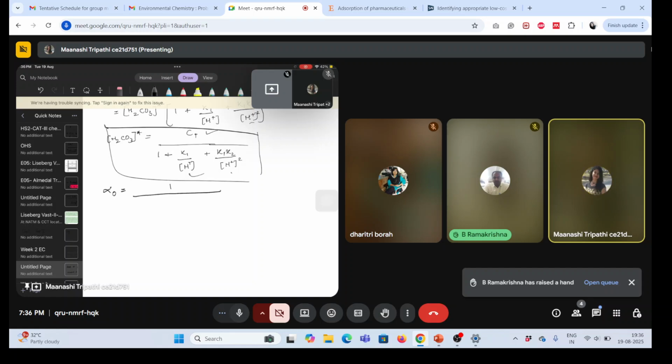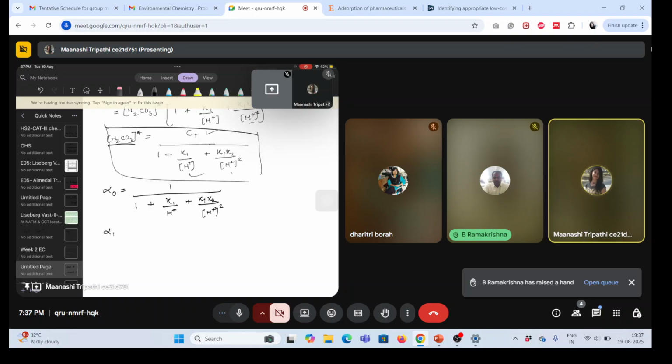How will we get alpha? Just by dividing this whole equation by CT. What was alpha naught? H2CO3 divided by CT, right? So just taking CT from the right side to the left, we will get alpha. So alpha naught is 1 plus K1 upon H plus, plus K1 K2 upon H plus square.